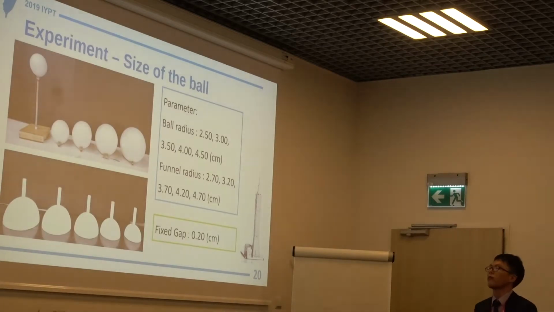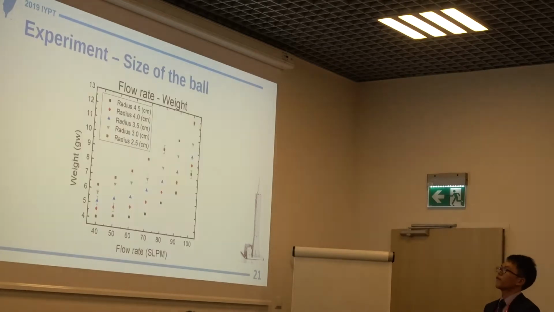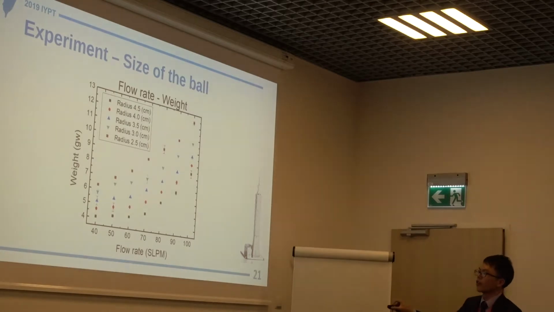In this experiment, we're changing the size of the ball and also the size of the funnel. Here we're using a spherical funnel, where the funnel radius will be 0.2 centimeter bigger than the radius of the ball. So this is the experimental result representing the flow rate needed for a certain weight to be picked up.